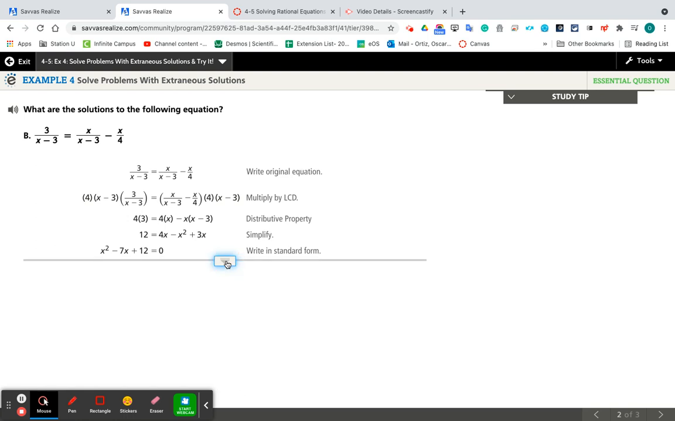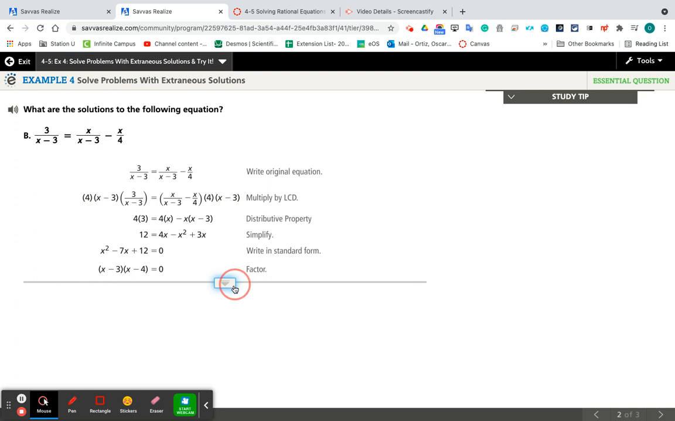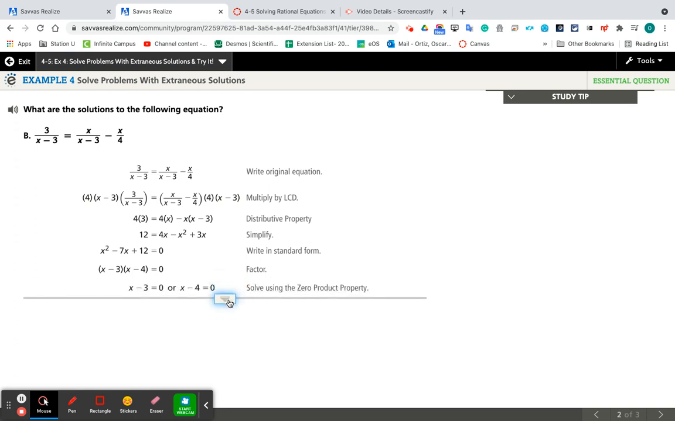So simplify and set it equal to 0, as you always do when it is a quadratic equation. Now you can factor. Remember, you can find two numbers that multiplied give you 12 and added give you negative 7. So those are negative 3 and negative 4. That means that the solutions are going to be x equals 3 and x equals 4, because those are the only two numbers that make either one of those factors 0. So when x equals 3, this is 0. When x equals 4, that factor is 0. Those are the two solutions.